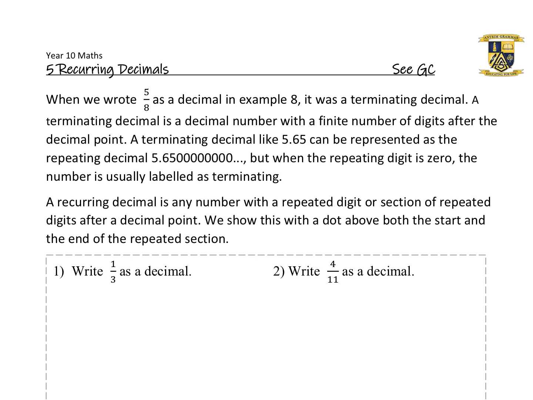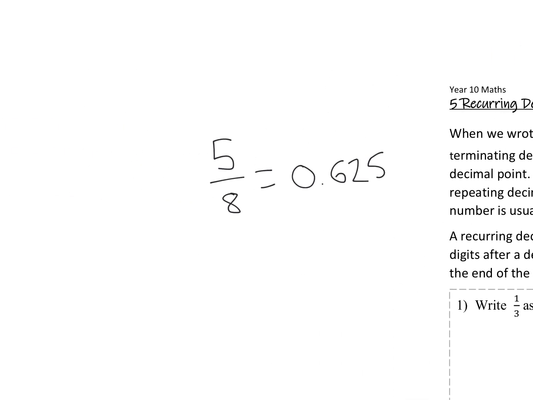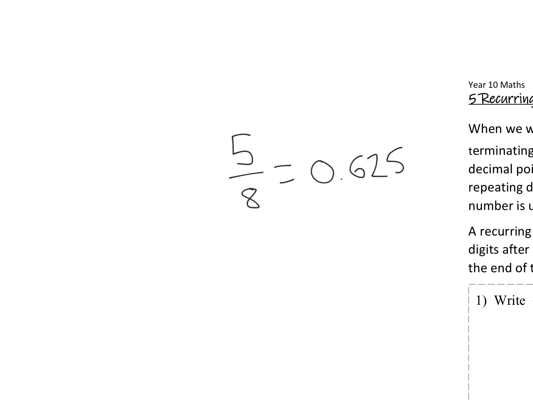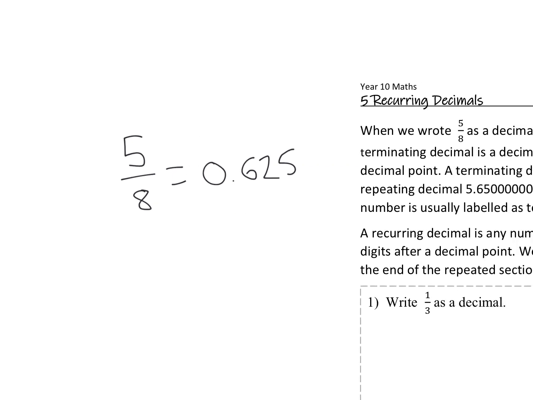Recurring decimals. When we wrote 5/8 as a decimal in example 8, it was a terminating decimal. So this is 5/8 here. When you divide 5 by 8, you get 0.625. That is a terminating decimal because the digits stop after the 5. There's no more digits after that.